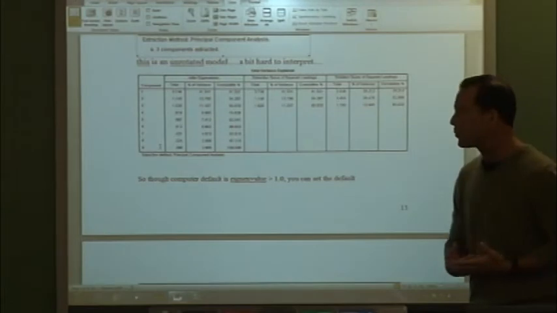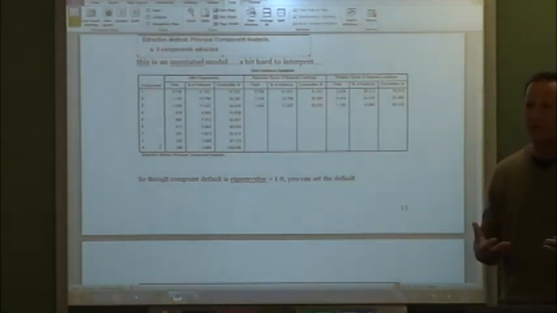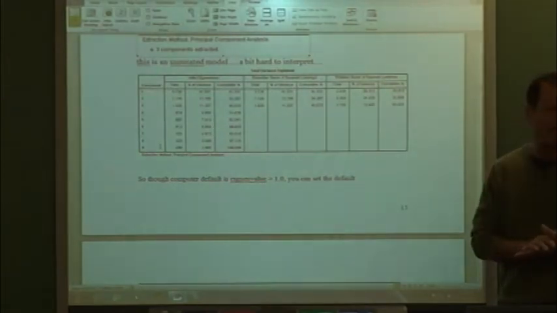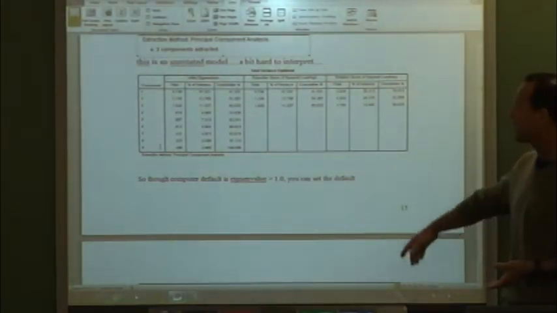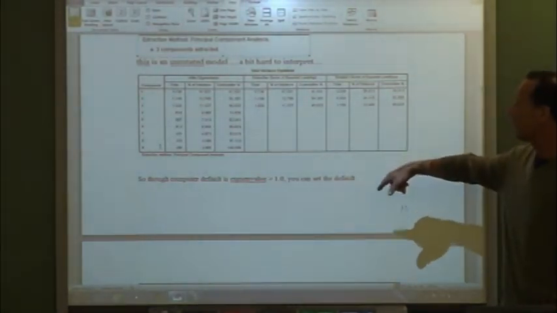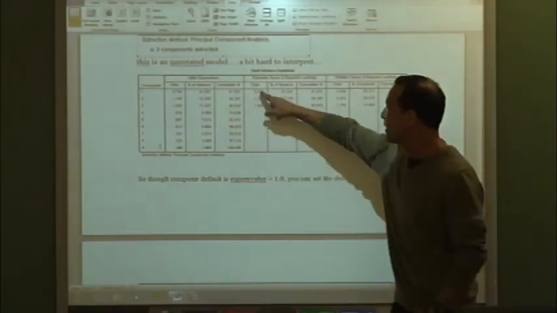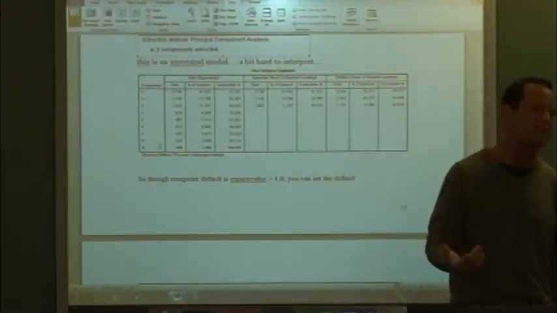So here, there are many rules by which we can say what is a construct or a factor or a component. One is called the Kaiser criterion, meaning eigenvalue greater than 1.0. Eigenvalue greater than 1.0. And that's what you're going to see as the default in SPSS.